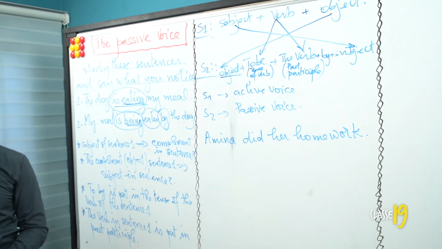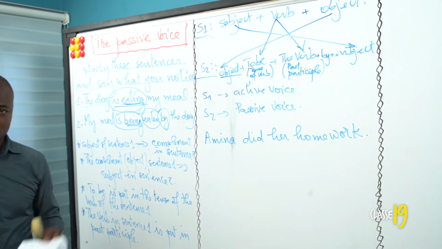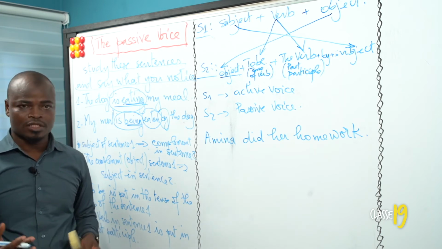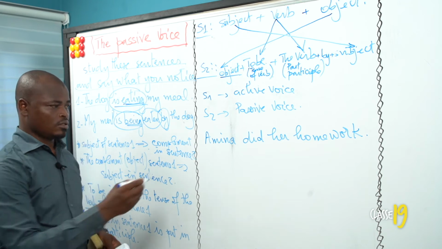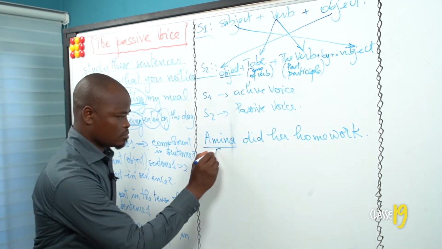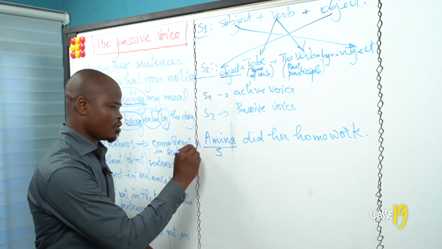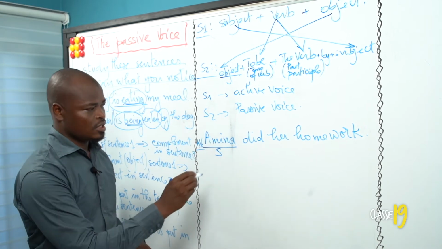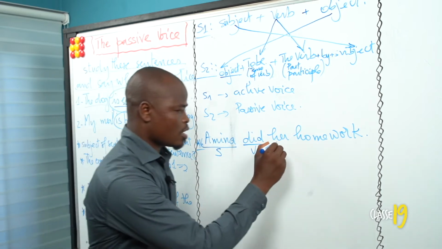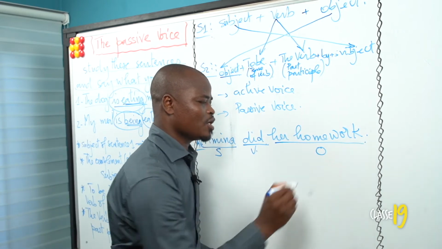Amina did her homework. So, first of all, let's find the different elements in this sentence. Amina is the subject. Of course, this is active voice. Did is the verb. Her homework is the object.